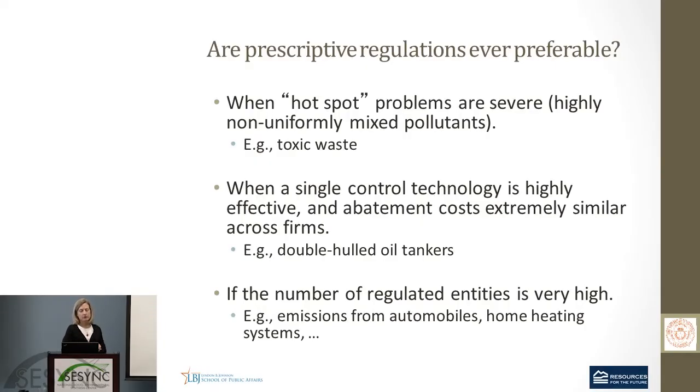So are the traditional approaches ever preferable? That's leading into this question. I would say under 3 different conditions. One is when I really have severe non-uniform mixing problems. I remember, we talked briefly about yesterday, there was a debate over a new arsenic standard under the Safe Drinking Water Act going back to 1999, 2000.